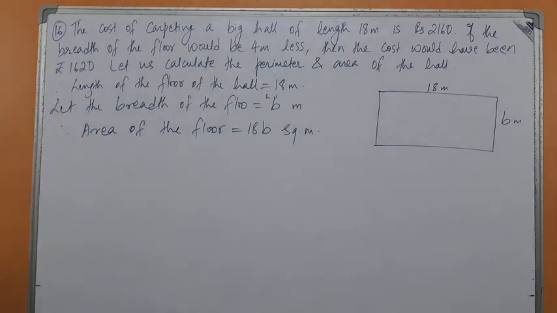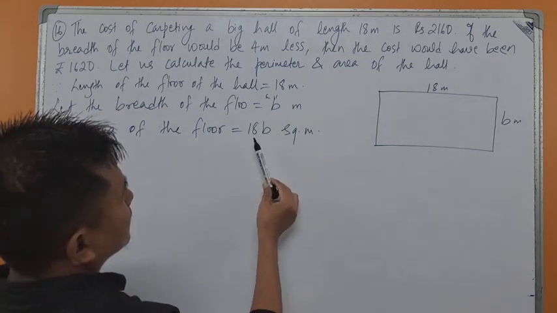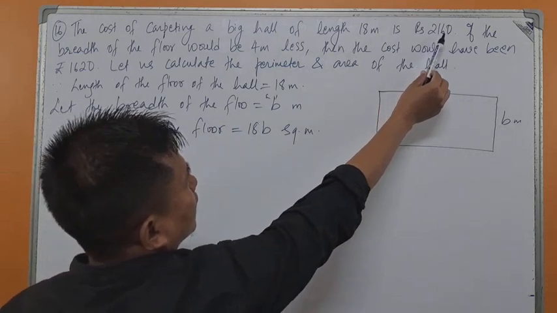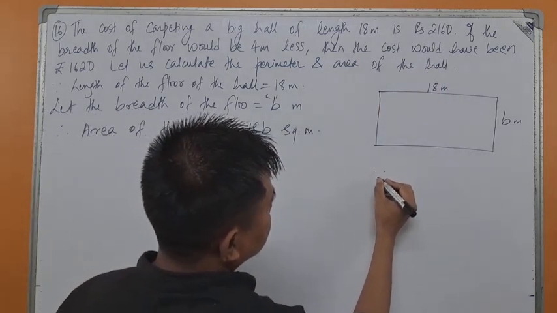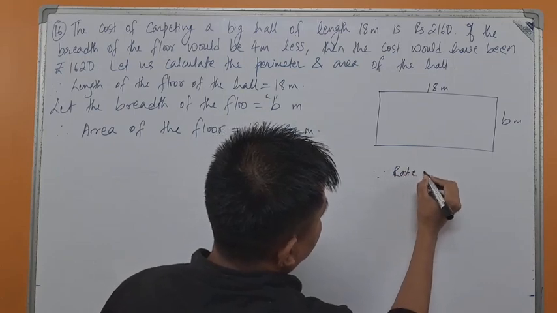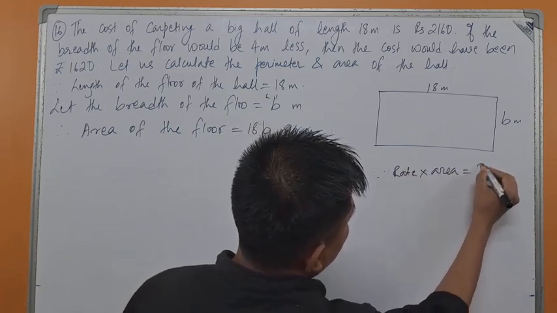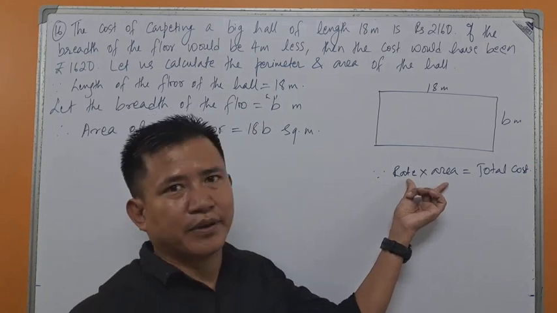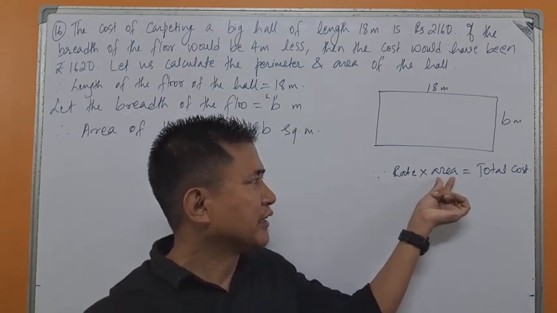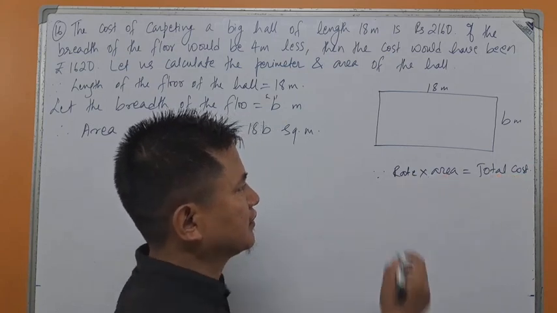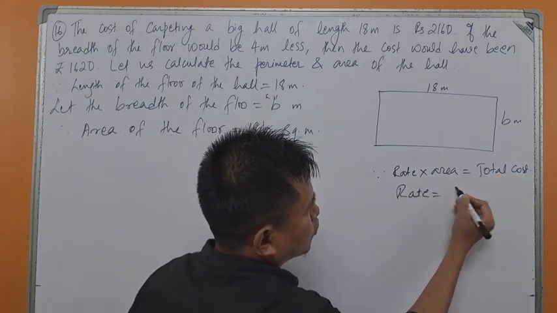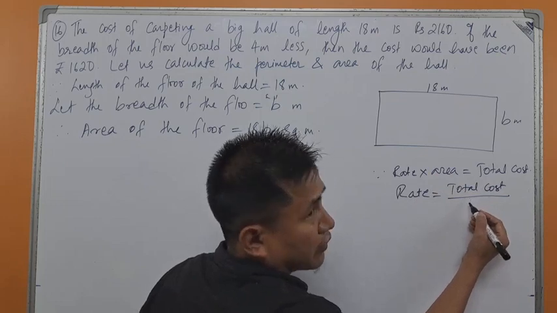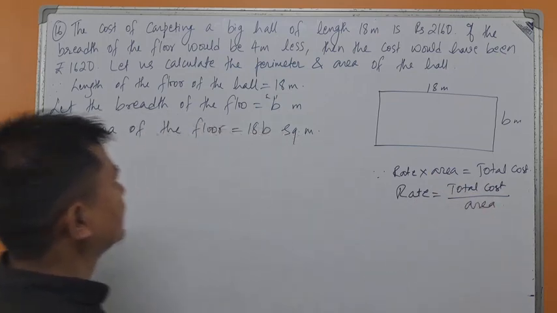Okay. Now the cost of carpeting this area, cost of carpeting the whole floor, is rupees 2,160, isn't it? Since we know that rate into area gives us total cost. This we must keep in mind. We have done this type in the previous question, isn't it? Rate into area gives us total cost. So what is rate? Rate is total cost divided by this area, which will go to the denominator on the other side, isn't it? Area.